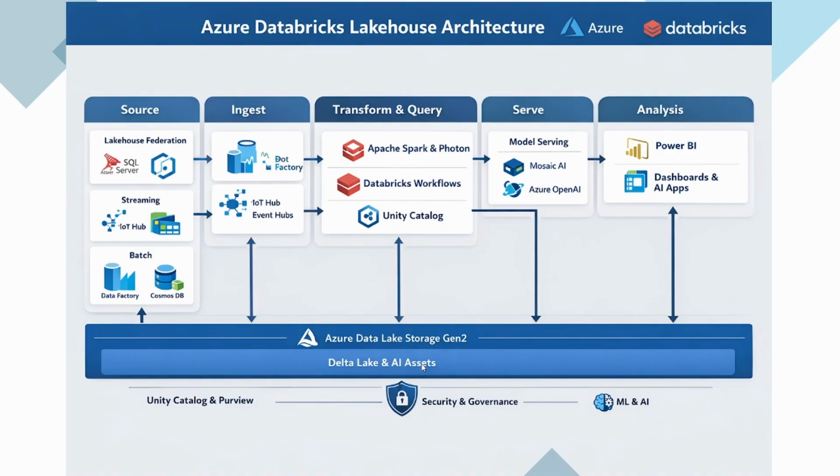So what's the big takeaway here? The Azure Databricks Lakehouse isn't just another data architecture, it's a unification strategy. One platform, one copy of data, multiple workloads: ETL, BI, machine learning, generative AI, all governed, all scalable, all working together. If you're designing modern data platforms today, this architecture is becoming the blueprint. Not because it's trendy, but because it simplifies what used to be incredibly complex. And that's really the goal. Make data easier to use, easier to trust, and easier to turn into value.